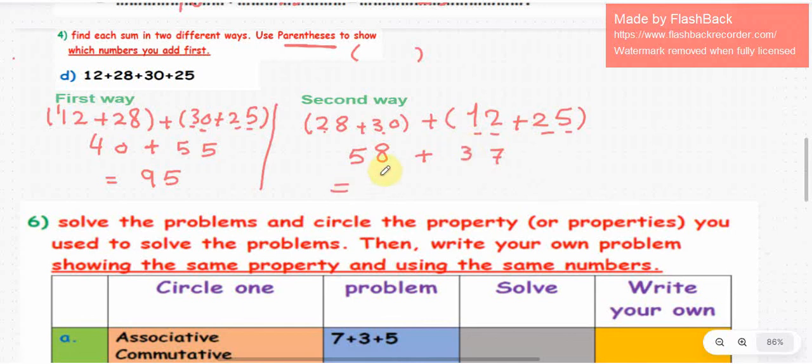And finally, get the final answer. 8 plus 7 equals 15, 5 and carry up 1. 1 plus 5, 6. 6 plus 3 equals 9. So it must have the same answer in both ways, okay?